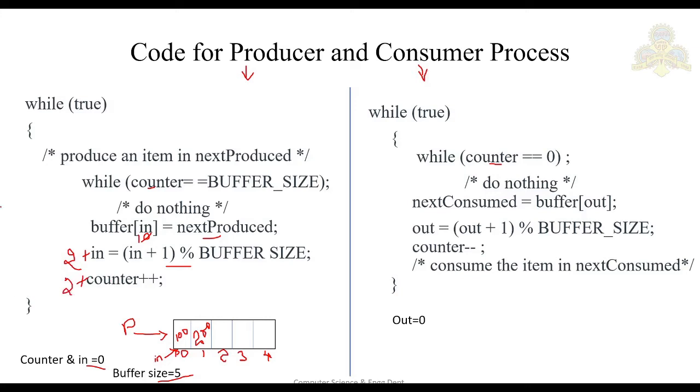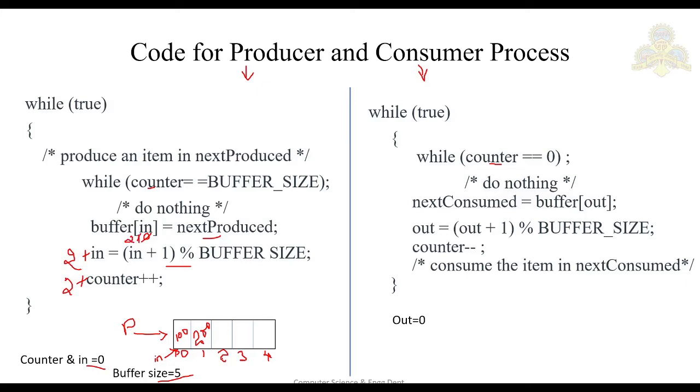We'll traverse again here. Now the counter value is updated, counter value is 2, right? Whether 2 is equal to buffer size, which is 5? 2 is equal to 5, no, right? Come here, and now we'll assume that the process has produced an item called 300. Where should that 300 be placed? In buffer of in. What is the value of in? The updated value, it is 2. So in buffer of 2, you have to place the value 300.